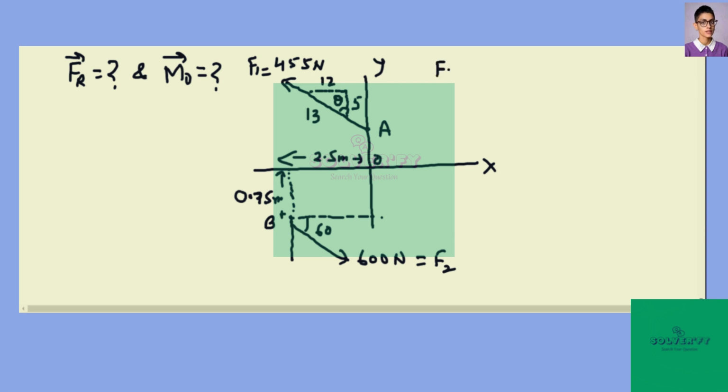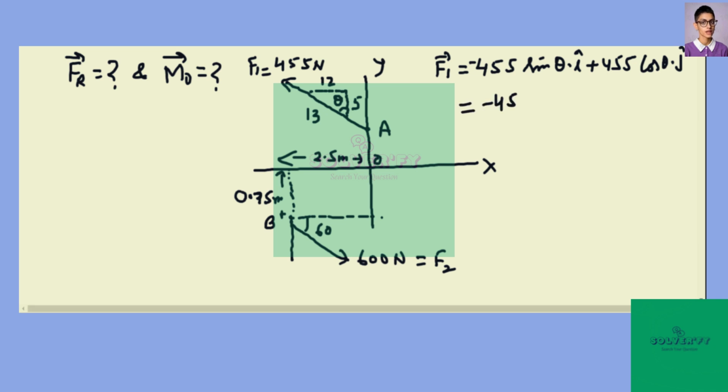So F1 force could be written as 455, here it will be negative sine of theta i cap plus 455 cos of theta j cap. You can see the figure. Component of F1 will be along negative x-axis and component of F1 along y-axis is positive because it will be in this direction. Now substitute the value.